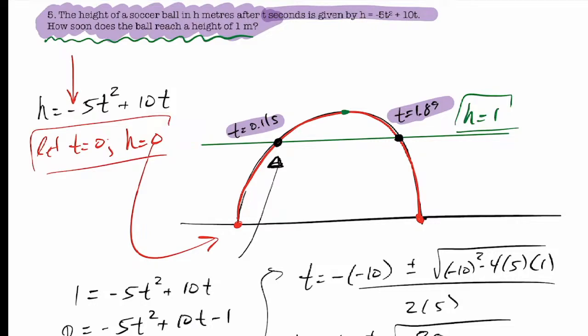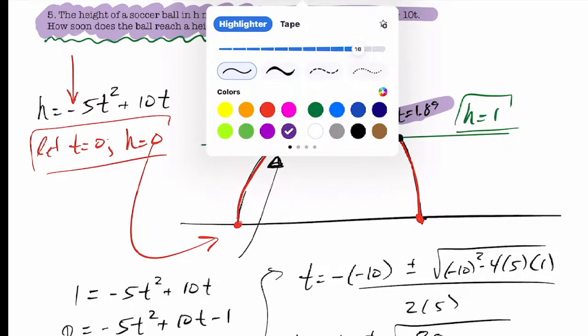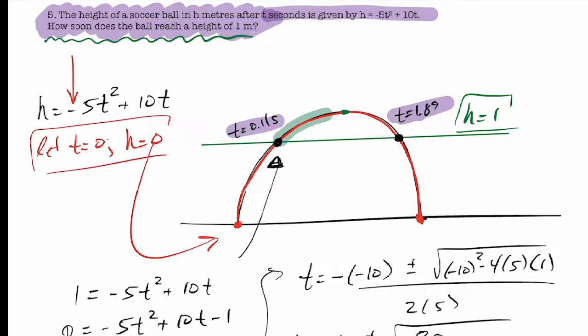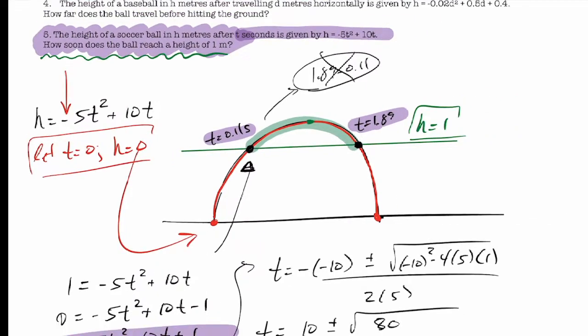Now, in the past, we've done questions like, how long is the ball above 1 meter? If you guys remember when we did that, we would subtract these 2 times together. That's not what they're asking in this question, but they're asking when does it initially hit 1 meter. So that's at 0.11 seconds.